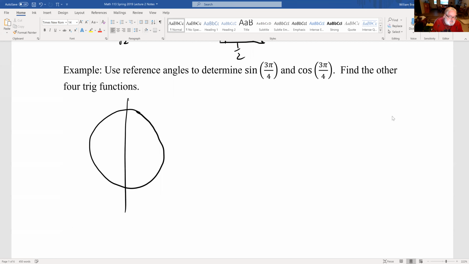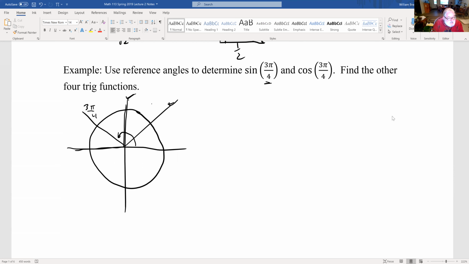So here's my unit circle. I need to draw the angle 3 pi over 4. The denominator is 4, so that means I need 1, 2, 3, 4 angles. 1 pi over 4, 2 pi over 4, 3 pi over 4. This one is 3 pi over 4. That's 3 pi over 4.